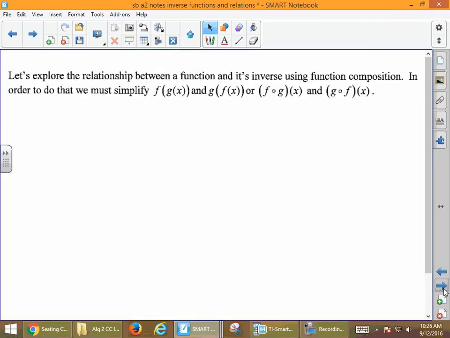So now, let's explore the relationship between the function and its inverse. And when we explore this relationship, we have to go back to our composition to help us do that. We need to figure out what f of g of x equals, and what g of f of x equals. And remember, we can write that notation the first way, or we can write it with the open circle. They mean the same thing.